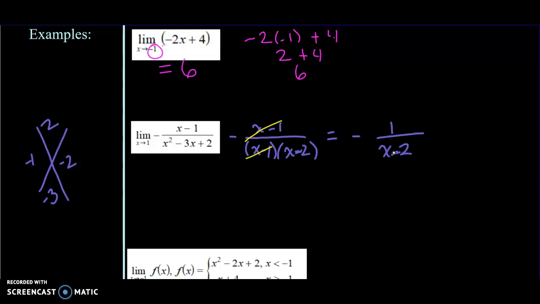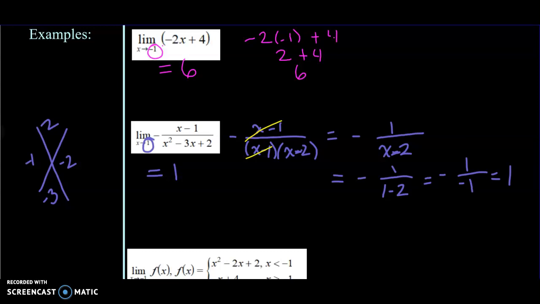So now I can substitute. And when I substitute, I'm going to take 1. So I'm going to do -1 over, x is 1, 1 minus 2. 1 minus 2 is -1. I have a negative and a negative, that's going to be +1. So my limit in this case is +1. Okay? That would be my answer.